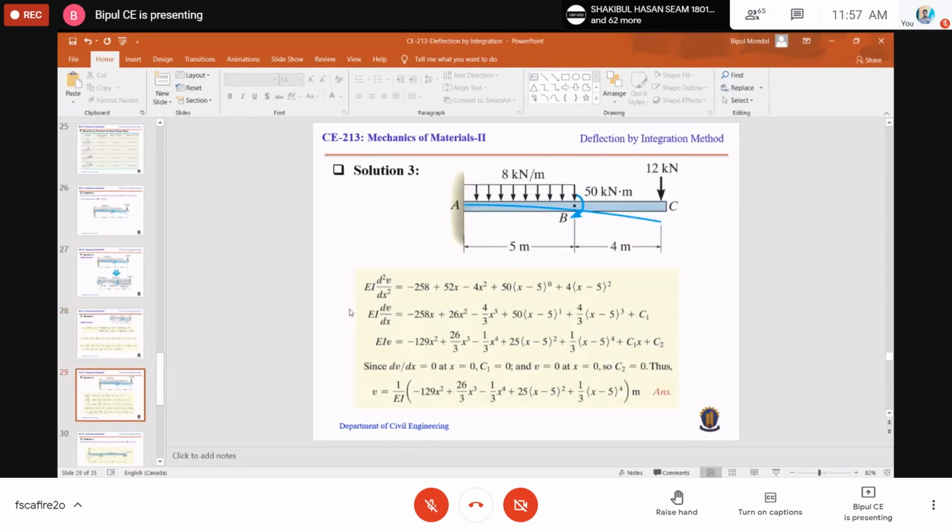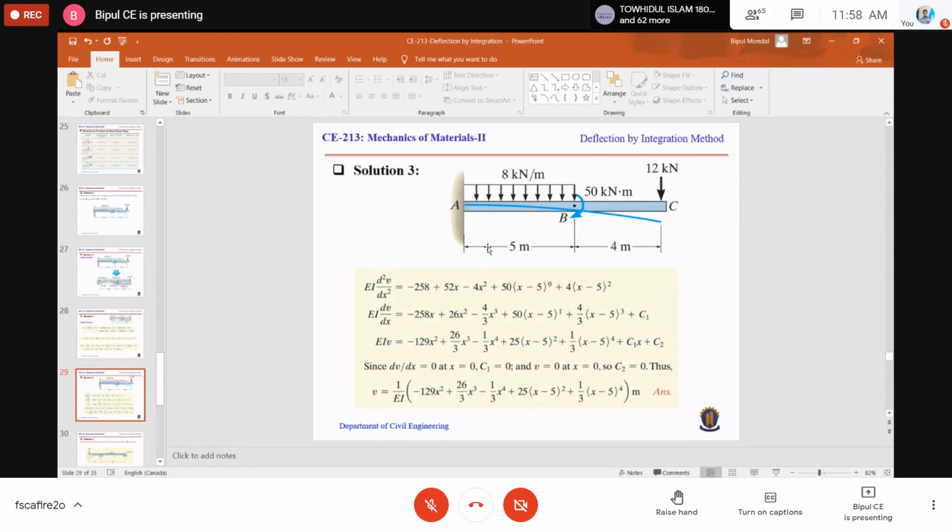Okay, and we know EI d square v by dx square is equal to moment. So this one is moment, and we have to develop this equation. We have to integrate this one first, then there will be a constant, and again integrate, then there will be another constant. So there are two constants, and we have to calculate these constants using boundary conditions. What are the boundary conditions? In this equation the variables are deflection and x.